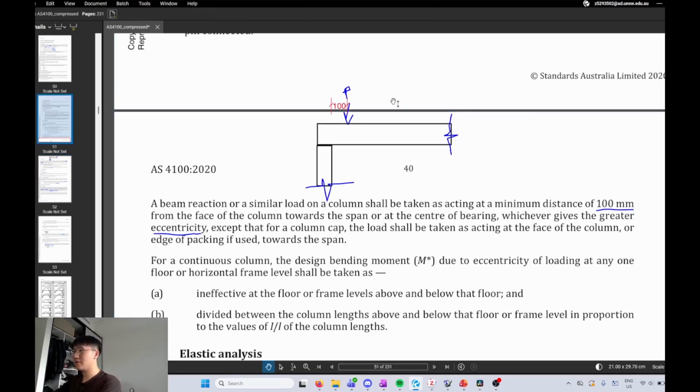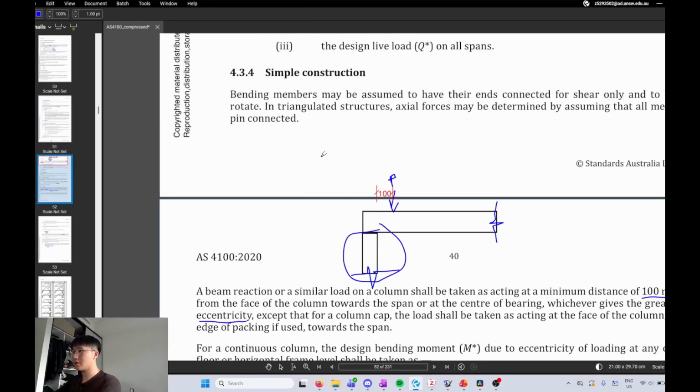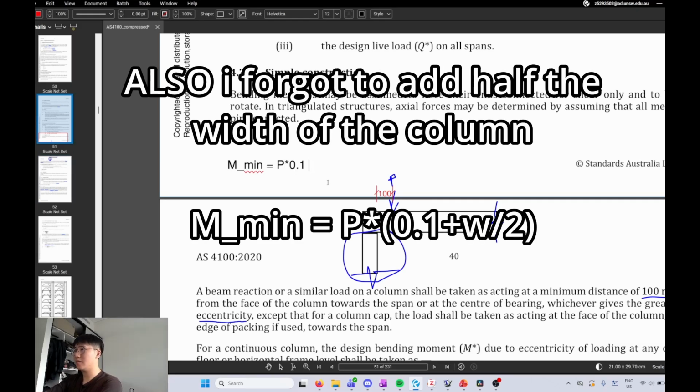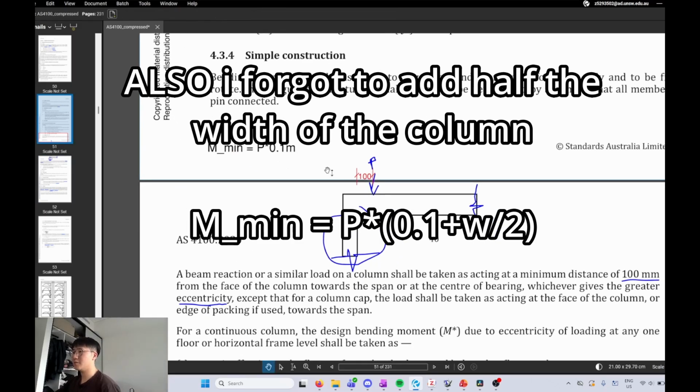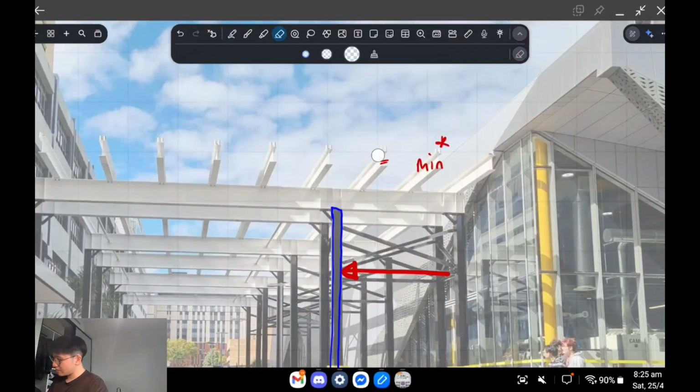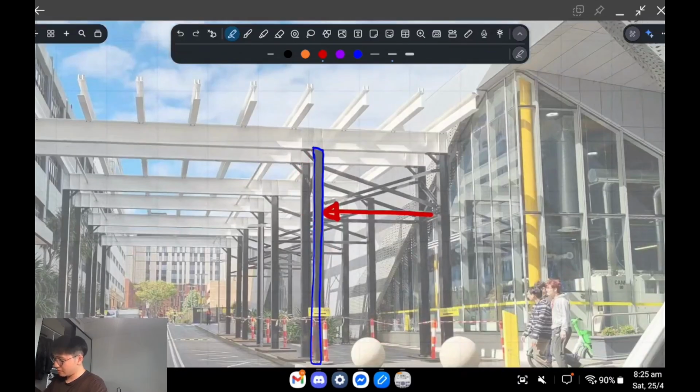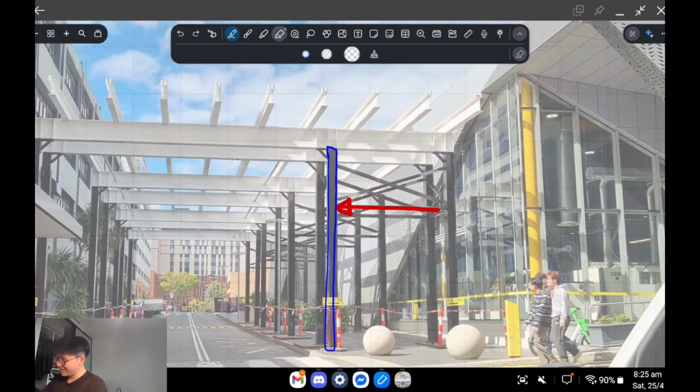Okay, so the reason that's important, right, is if your calculations say that there's no moment on your column, that's not acceptable essentially. Your minimum moment has to be P, whatever reaction you have, multiplied by 0.1 meters, right, which is 100 mil, and that's your minimum moment, right? But in this course, I believe they'll just give you the moment in the column.